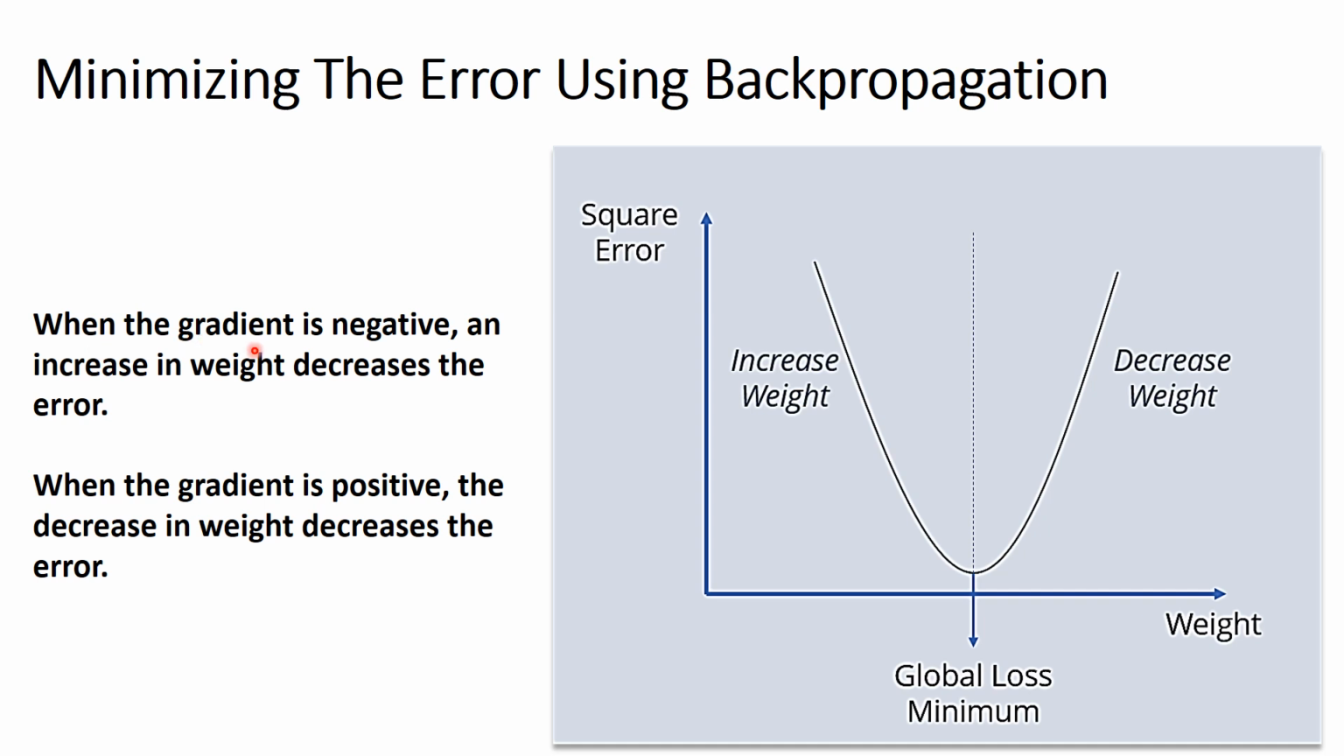When the gradient is negative, increasing weight decreases the error، ده نفس الكلام اللي شرحته. And when the gradient is positive the decrease in weight decreases the error. يعني حسب إشارة الجريدينت بعد ذاك بتعرف أنت هتنقص الوزن ولا هتزيد حسب إشارة الجريدينت. النقطة دي هي النقطة المطلوبة.